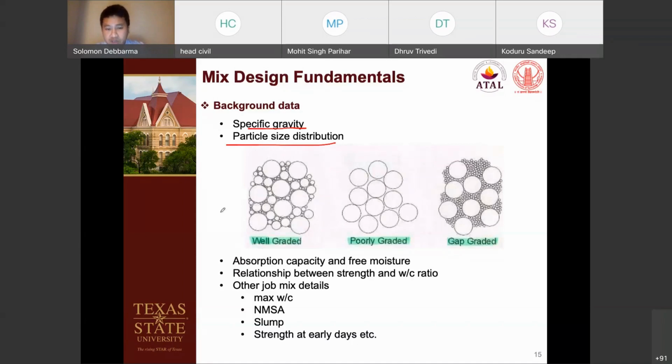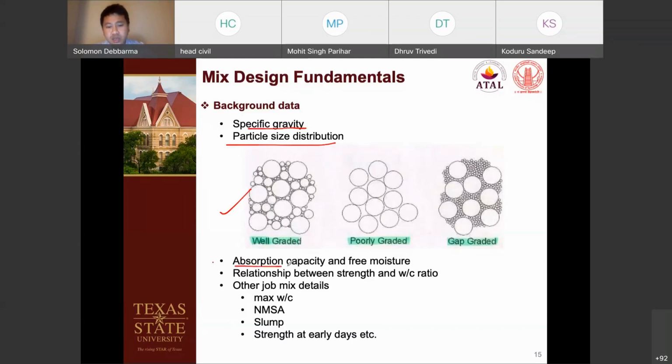If it is well-graded aggregates, it will have fewer voids, which means less cement content and less paste content. But if it is poorly graded or gap graded, the voids content will be higher, which means we will need more cement or more paste content to fill up the voids.